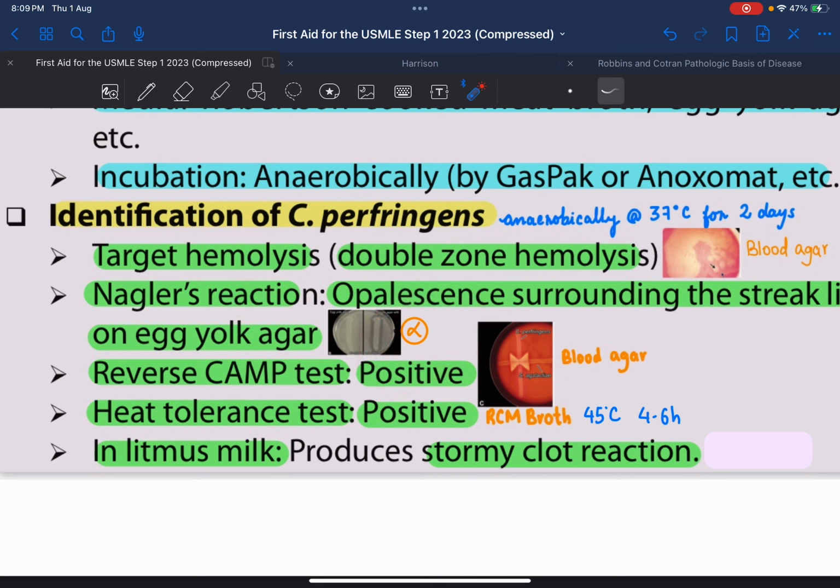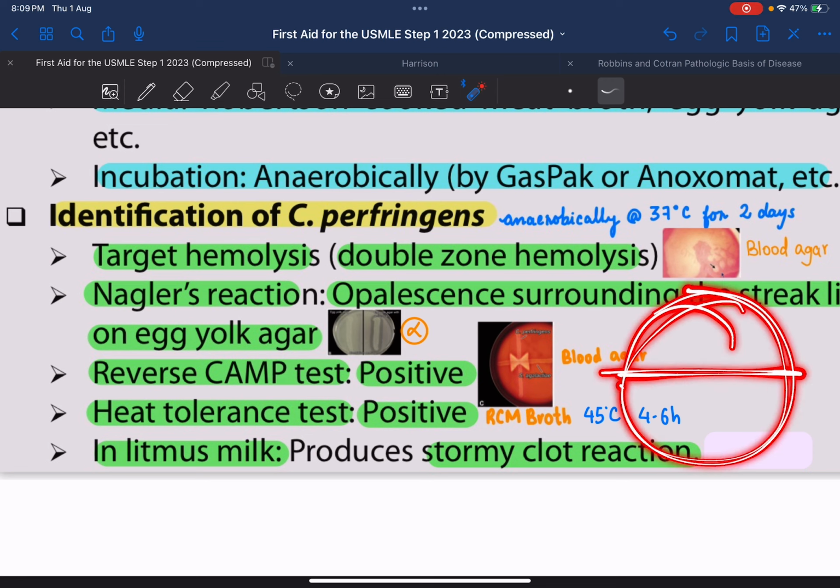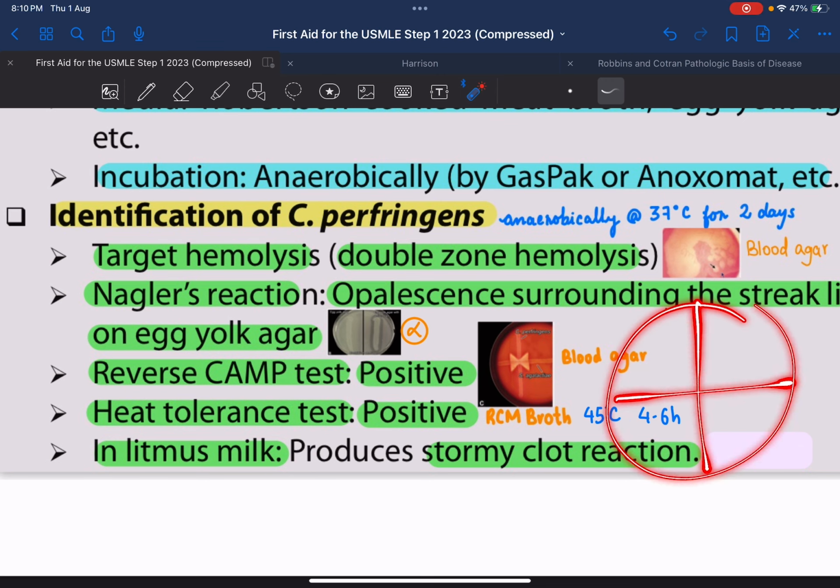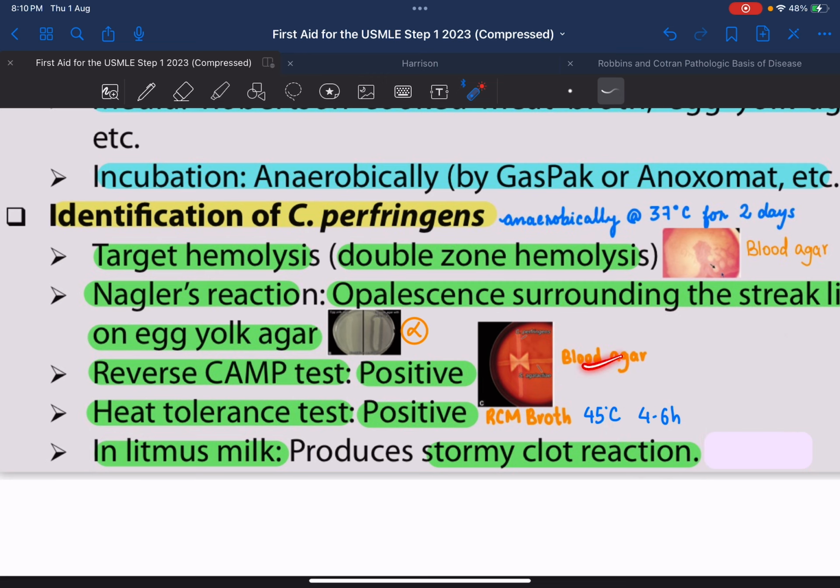Okay, next it also shows the reverse CAMP test. What is the reverse CAMP test? Basically, we take the blood agar and we streak Streptococcus agalactiae and Clostridium perfringens perpendicularly, and since over here both of them are meeting, there will be more hemolysis near the perpendicular. So this is the reverse CAMP test. This will be seen in the blood agar.